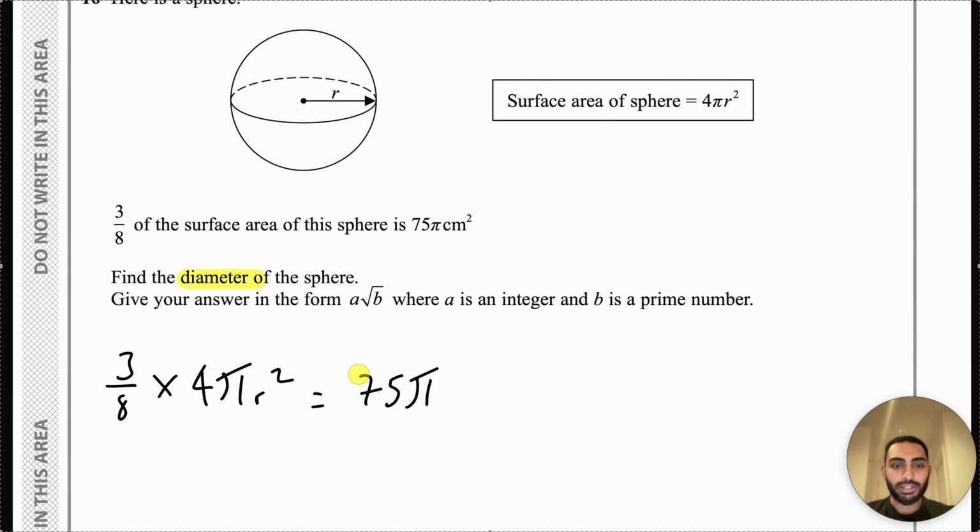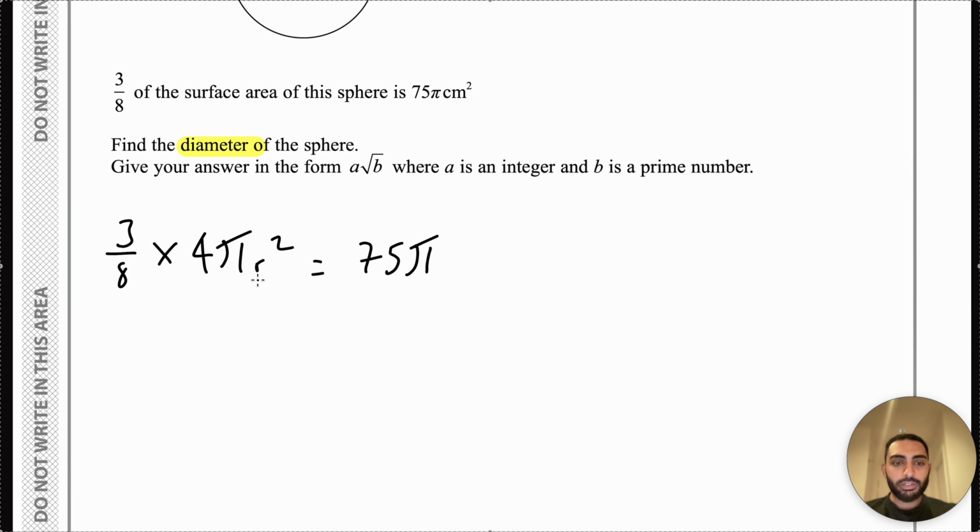So just remember, we're finding the diameter. When we solve this, we're going to find the radius. Give your answer in the form a root b, where a is an integer and b is a prime number. I'm going to solve it to find this radius. So I'm trying to get this r on its own. So right now, I've got this 3/8 times this 4.